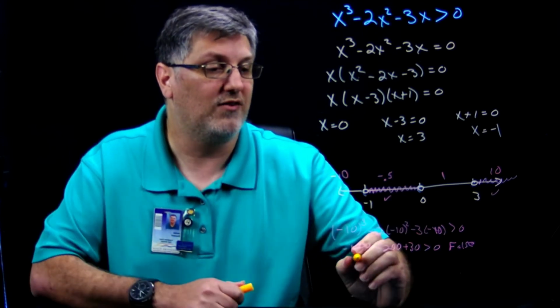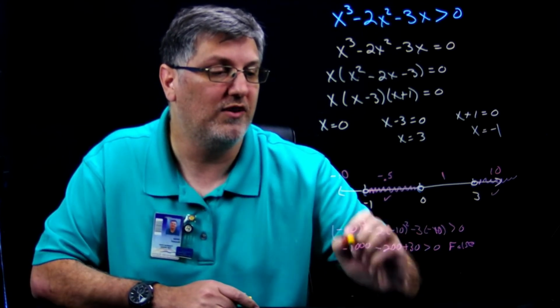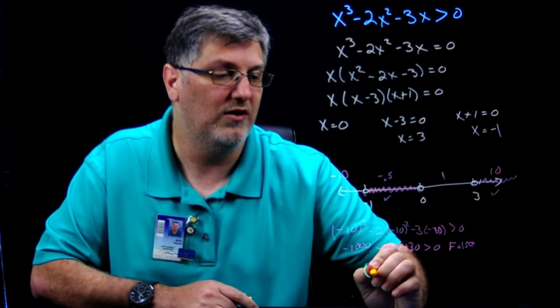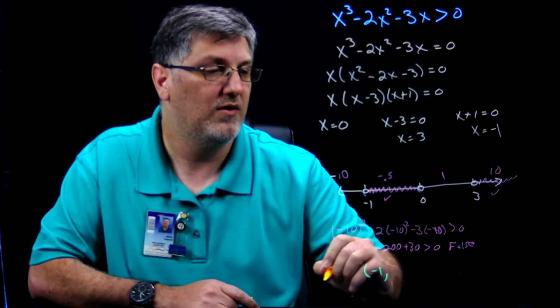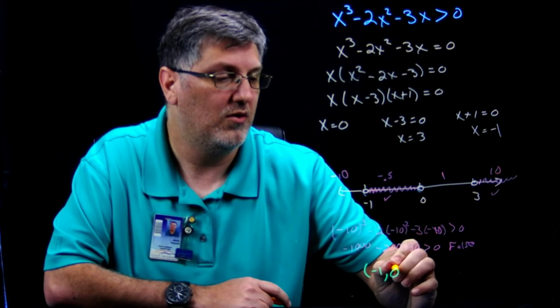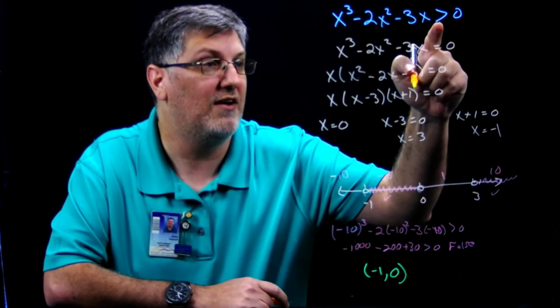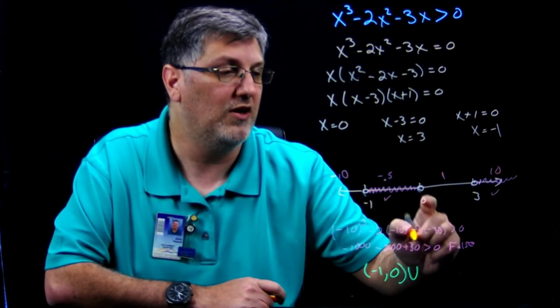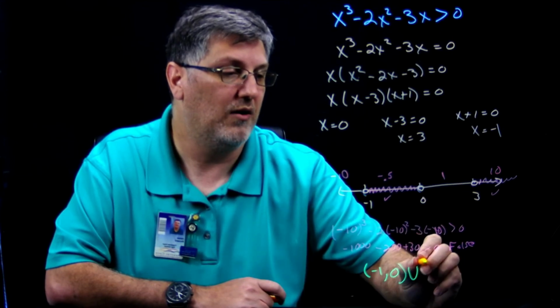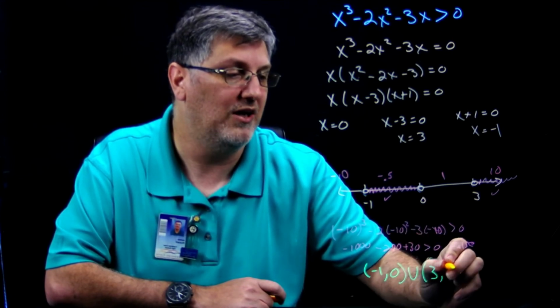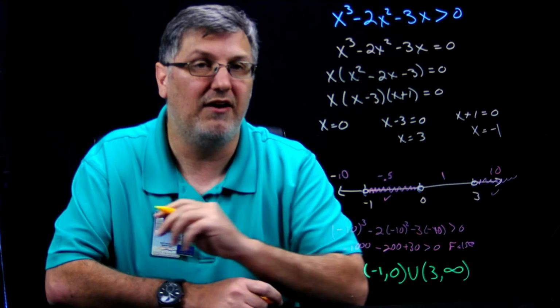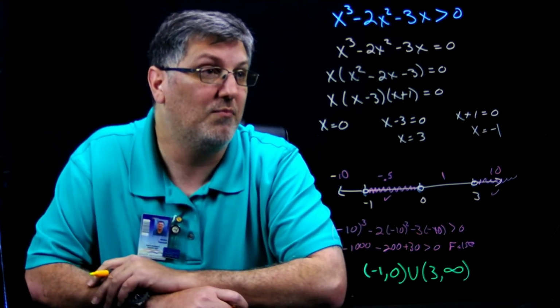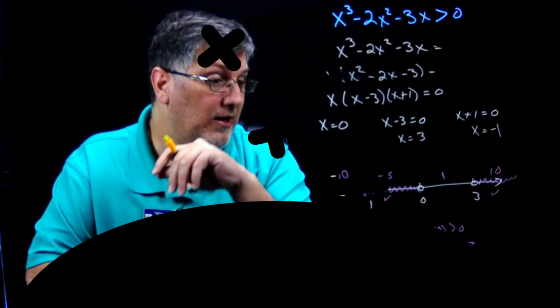So the way I would write the solution set would be, now because of the open dot, I'm going to have my curved parenthesis, negative 1, going up to 0, curved parenthesis because it does not have the equal to part, my union because I'm jumping over, curved parenthesis to 3 and out to infinity, and that is my solution set. That is my answer for what x can be.